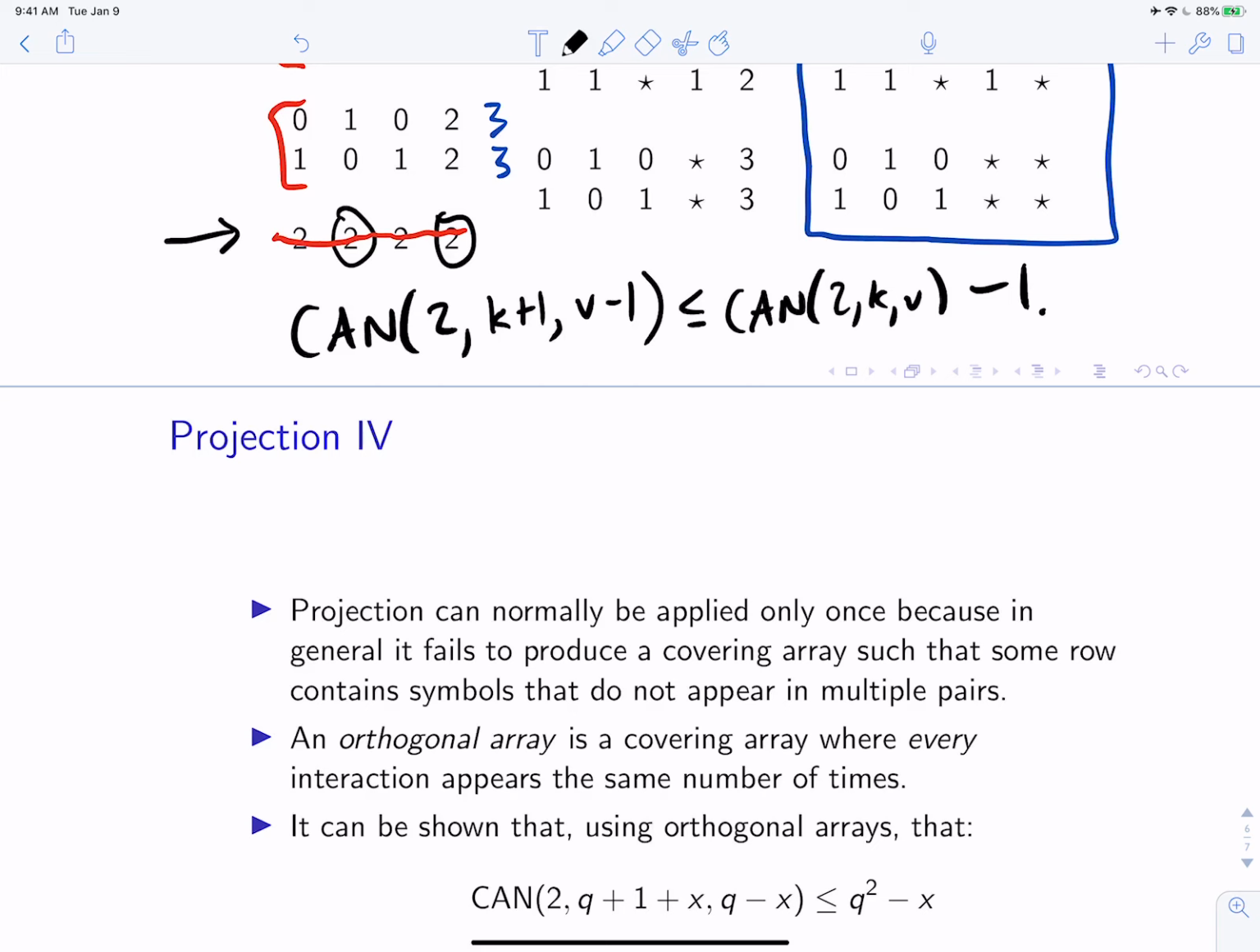If you want to explore this type of idea in addition to whatever you're doing for your project, that's also a good idea. There's a lot of open questions here, but I'm just going to leave it at a high level. Any questions about projection?